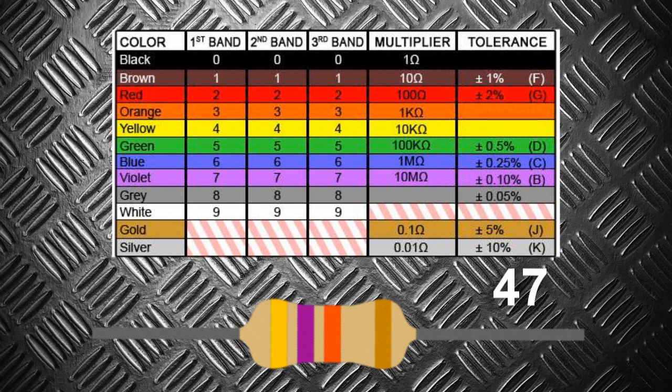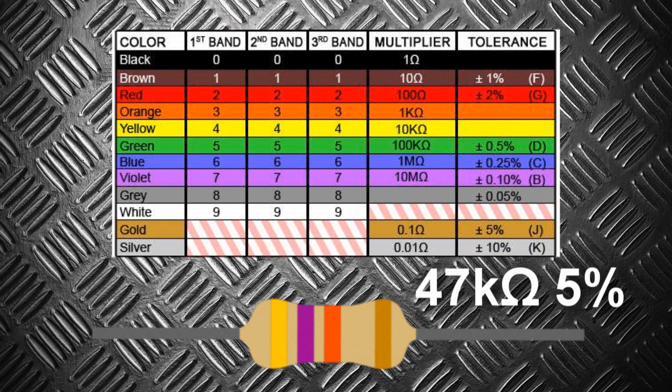Here is where it gets a bit tricky. Since this is a 4-band resistor, we skip the third band, meaning that the orange band is the multiplier, making the resistor 47,000 ohms or 47k ohms. There is one more band on the resistor, the tolerance band. In this case, it's gold, so the tolerance of the resistor is 5%.